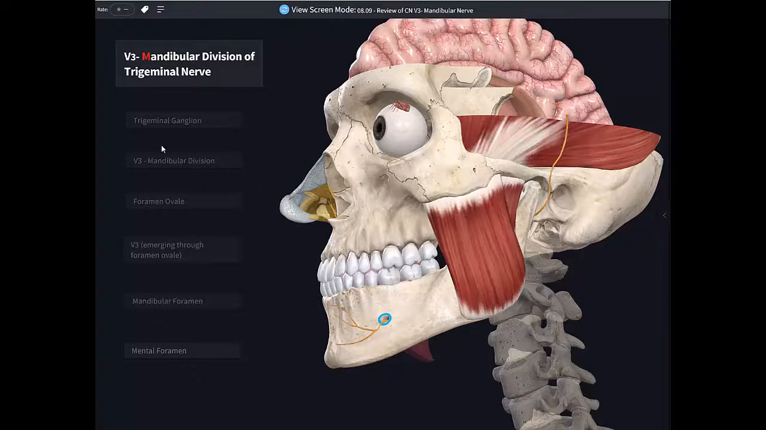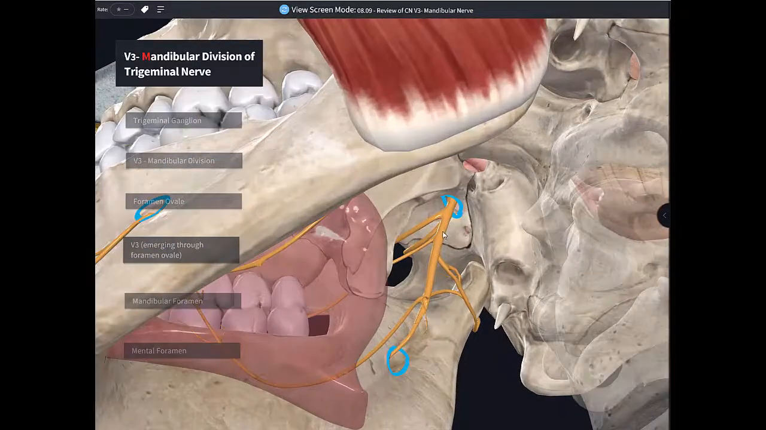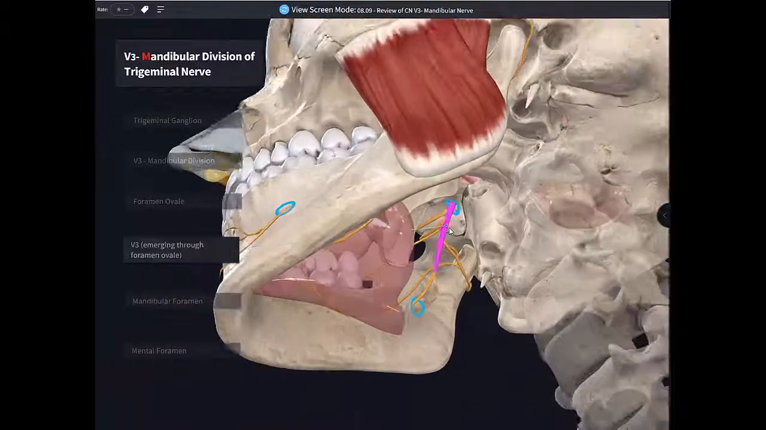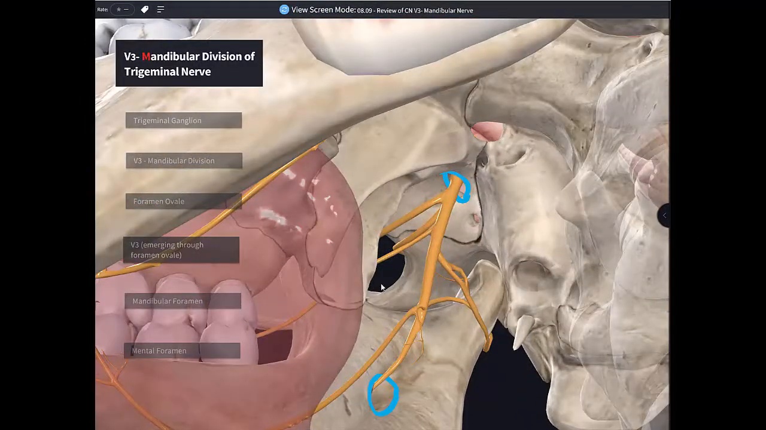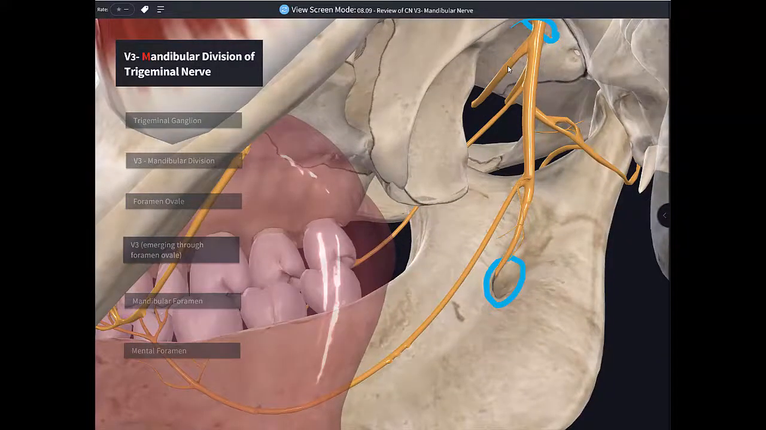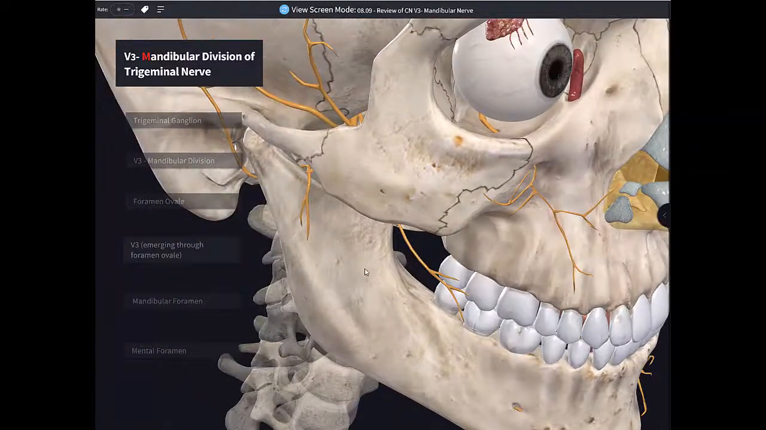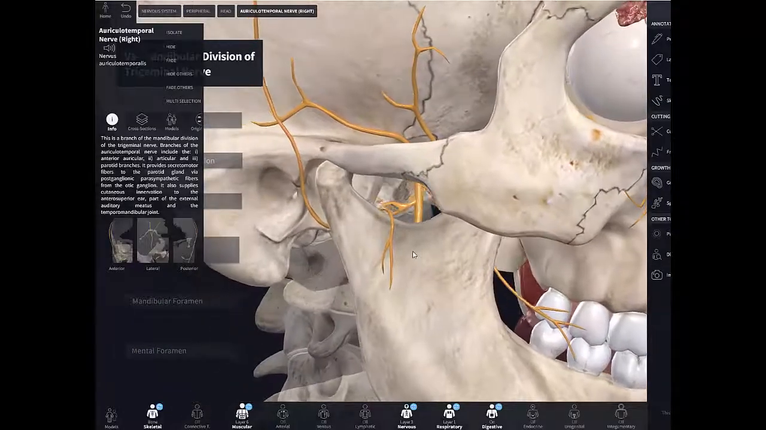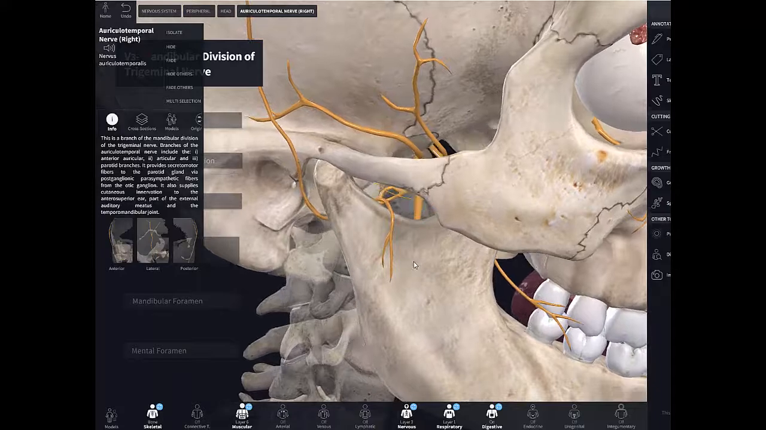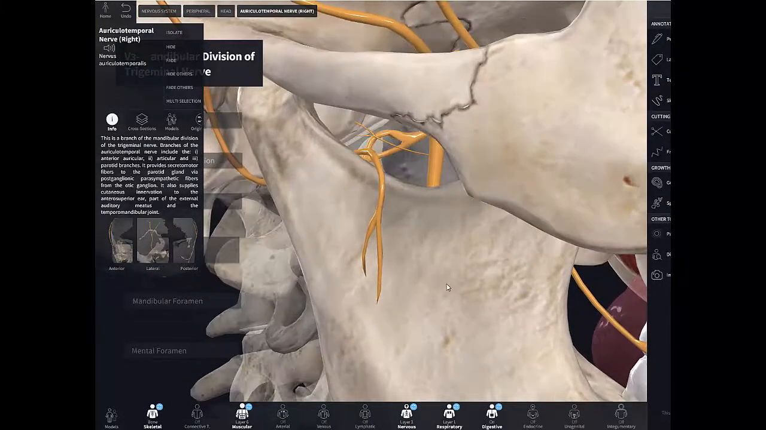No pun intended. Upon emerging through the foramen ovale, this is something quite interesting. If I have a look at this, we can see that there's several branches that get split off, and they have different names. For instance, there's a branch that goes over to the side, it goes close to the ear and the temporal region, so that nerve is going to be called the auriculotemporal nerve. Here's the auriculotemporal nerve, and I would say it's probably the most famous or most significant branch of V3.